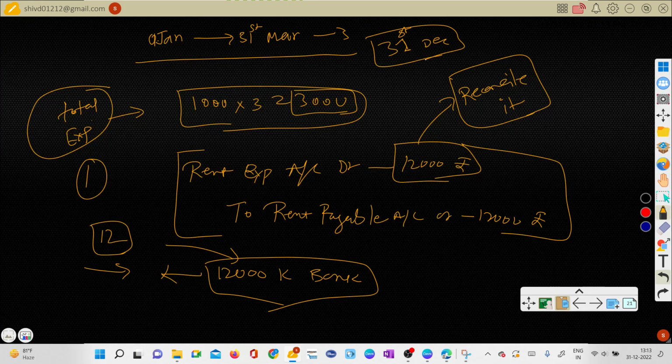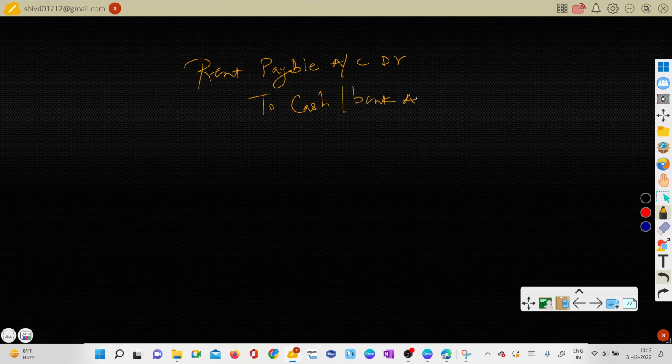It means let's say tomorrow onwards we're going to pay the rent amount to the landlord or to the private equity fund, let's say. So we are paying the 12k amount to the private equity house. So in the books of B, we'll just reverse this payable. See how it will work. Rent payable account debit to cash and bank account credit.